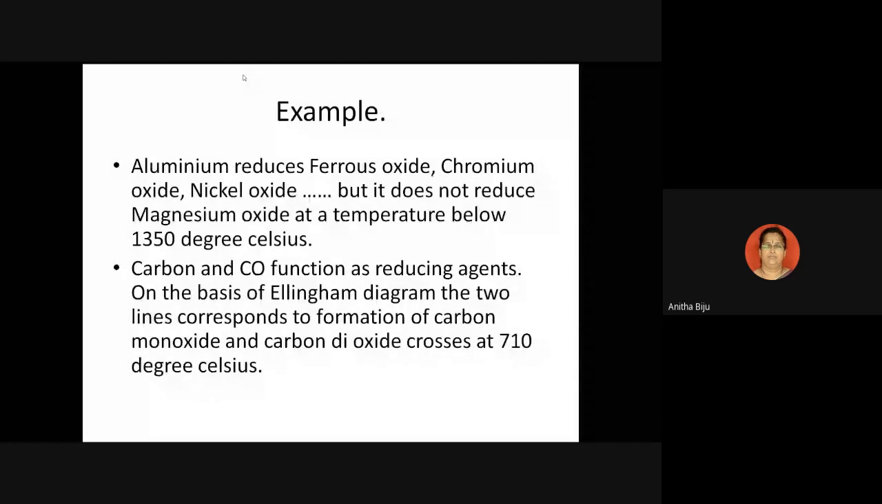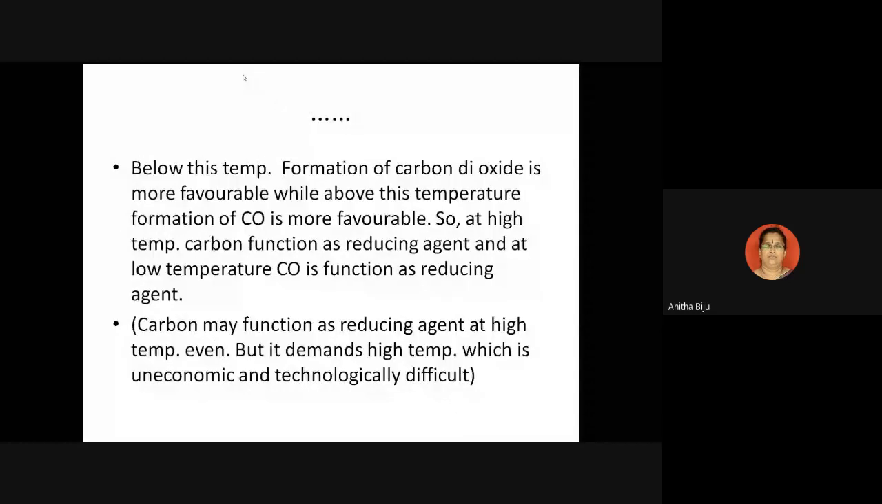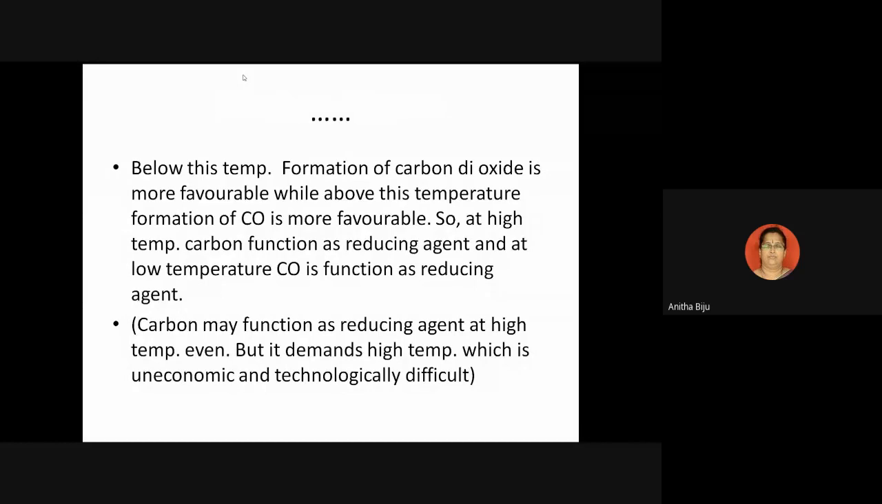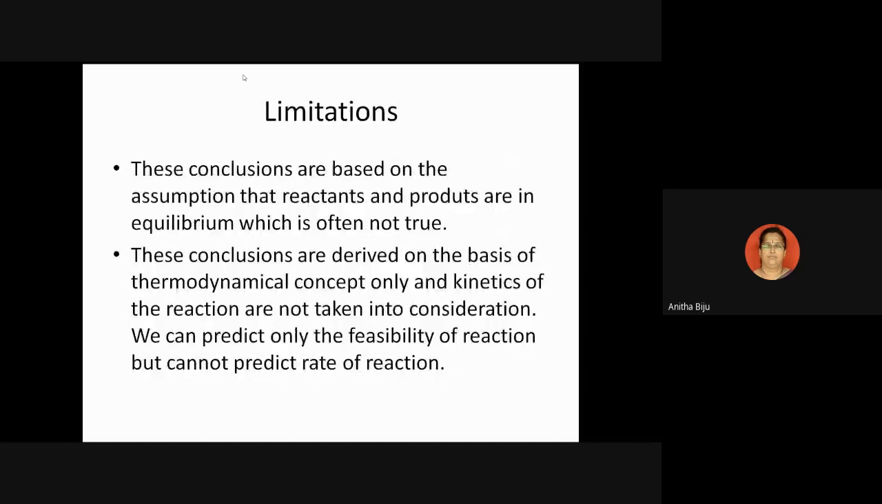Yesterday I have done 2 corrections. Maybe this slide I have done the correction. Maybe you can note it down. Below this temperature, formation of carbon dioxide is more favorable, while above this temperature, formation of carbon monoxide is more favorable. So at high temperature, carbon functions as reducing agent, and at low temperature, carbon monoxide. This correction we have done. Let us come to the question.